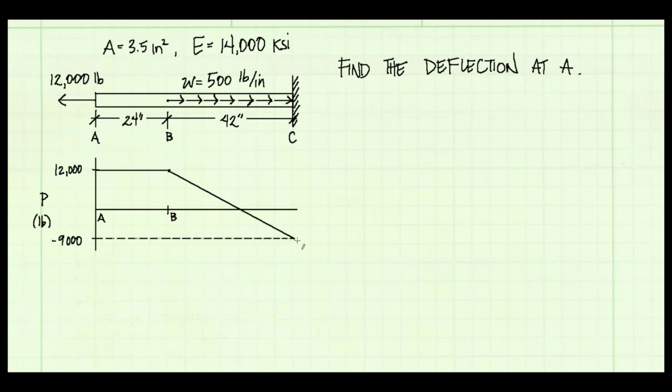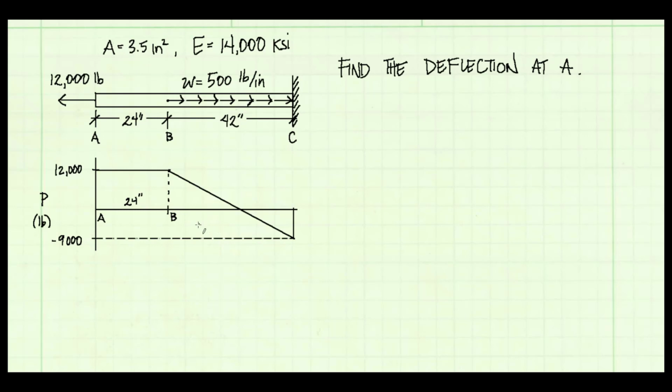So I'll end up at negative 9,000 by the time I get to point C. And I will jump back up because I have a reaction force at point C that must be pointing to the right. So now I have a plot of my internal force diagram.